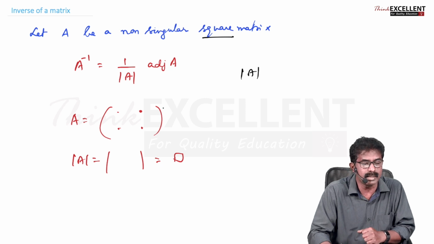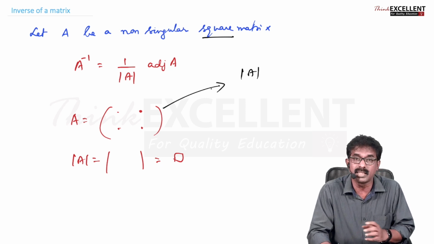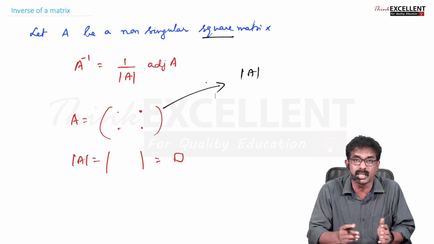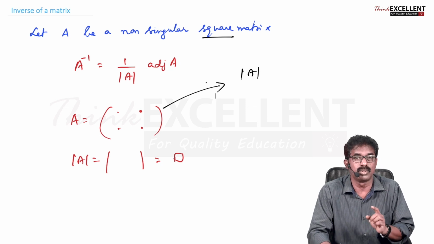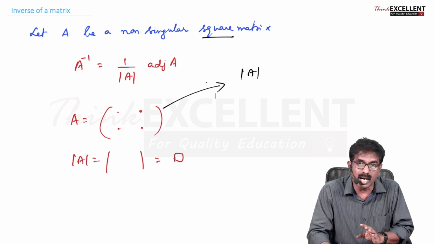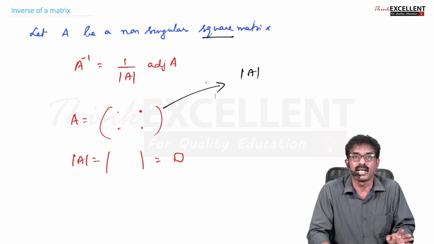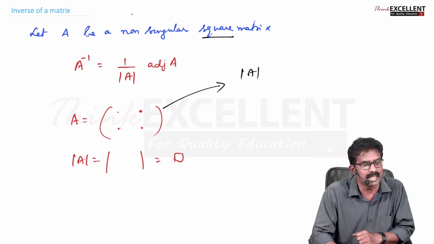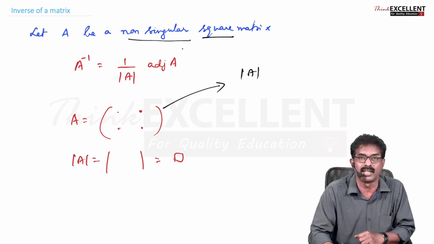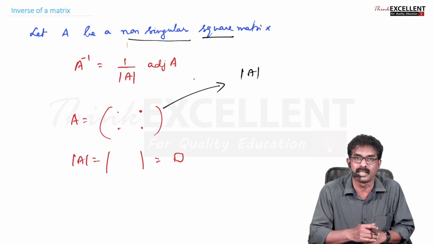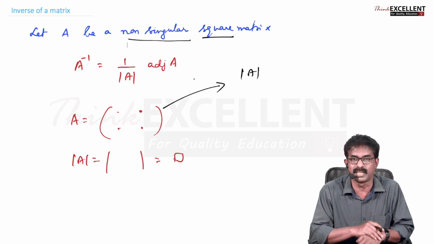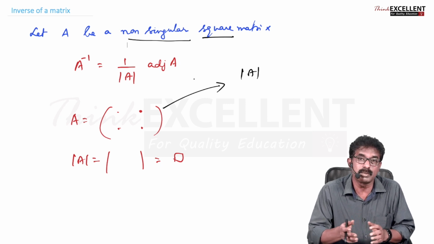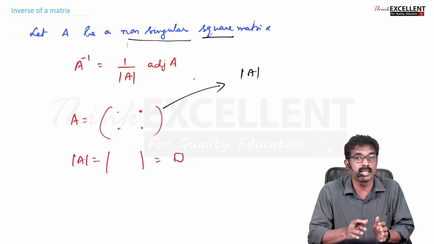So suppose a matrix is given, you have to convert it as a determinant. Only a square matrix can be converted as a determinant, right? So if the matrix is not a square matrix, you cannot find inverse. Then every square matrix may not have inverse. For that there is another condition: non-singular. First it must be a square matrix, the reason being then only you can find determinant. Then it must be non-singular. Non-singular means determinant A not equal to 0.